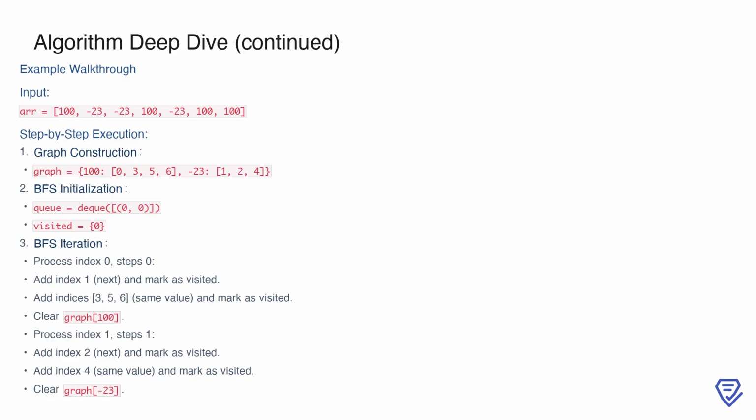We also add all other indices with the same value, 100, which are 3, 5, 6, to the queue. These indices are marked as visited, and their list is cleared from the graph to prevent future redundant processing. The graph now only contains the value -23.